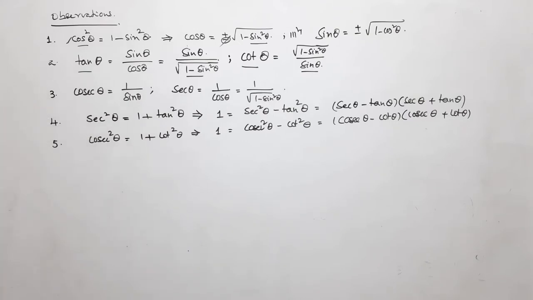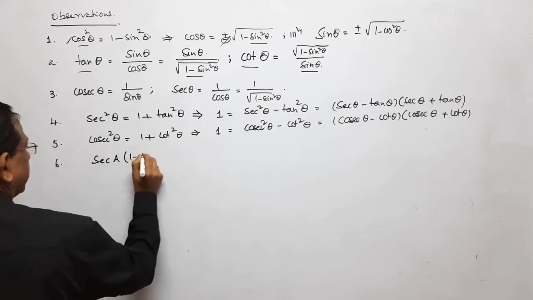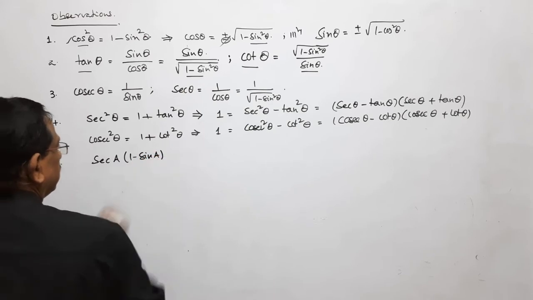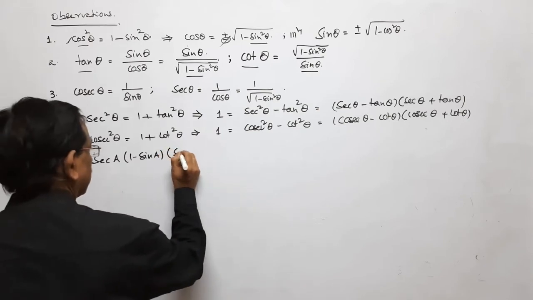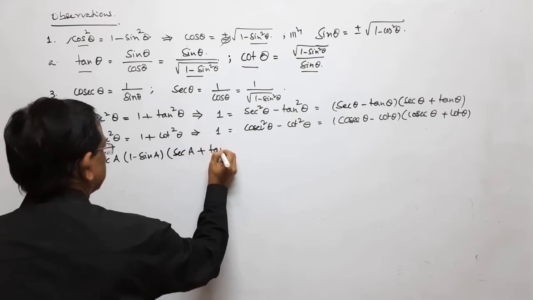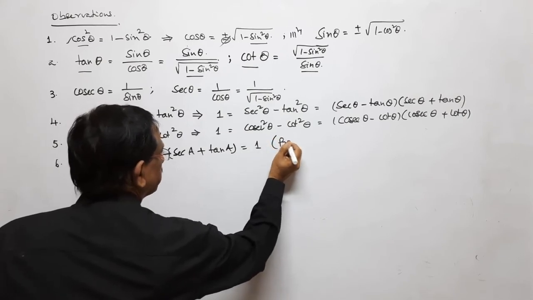Can we have some more identities, which I want to see? What about secant A into 1 minus sine A? Secant A into 1 minus sine A. I'm just writing something which is some identity. Actually, I want to prove this as 1. I'll say prove.